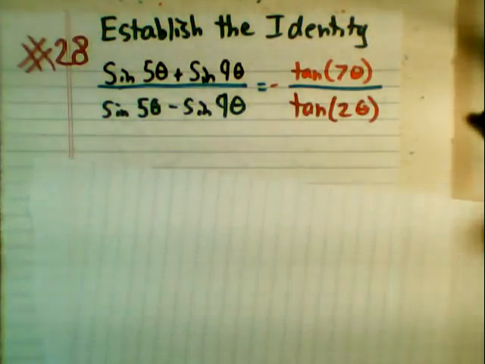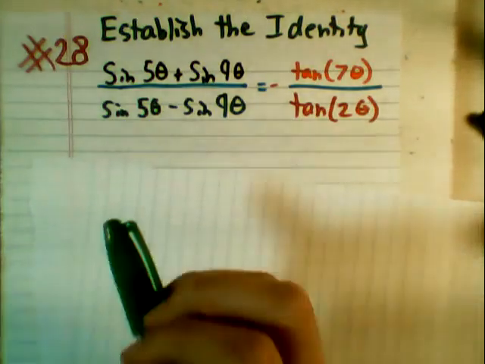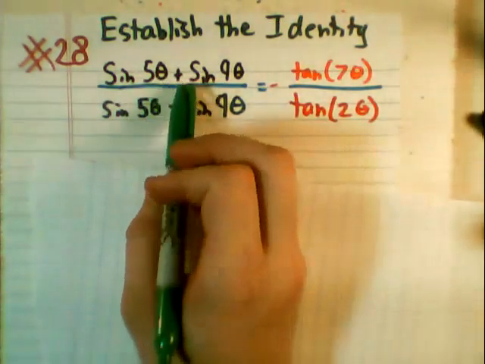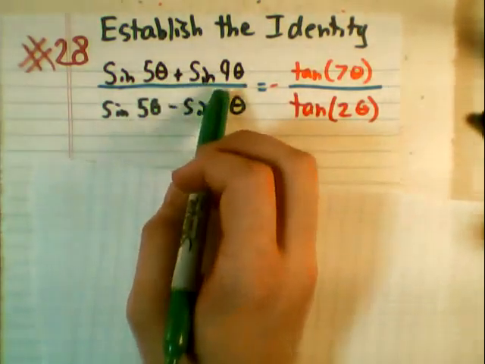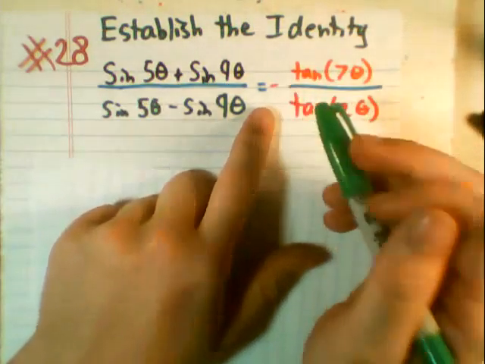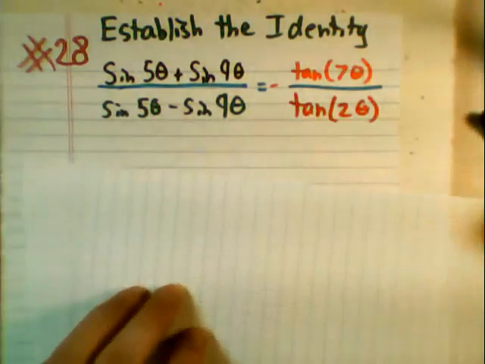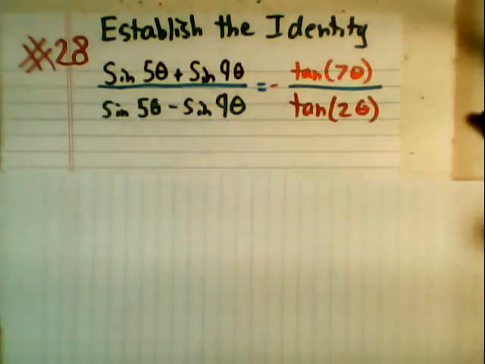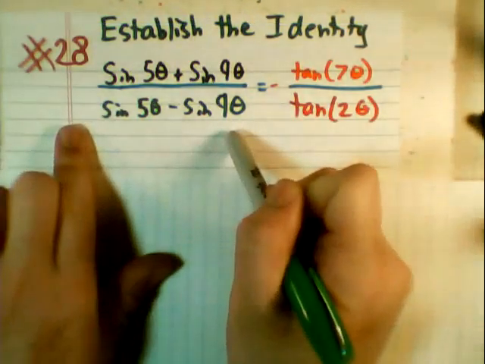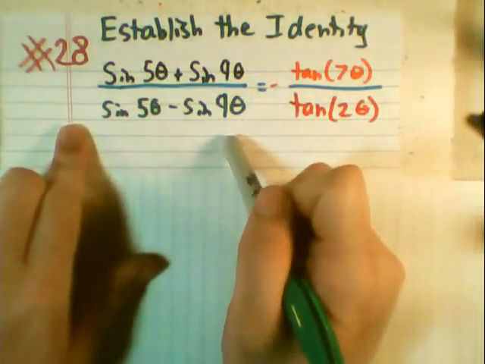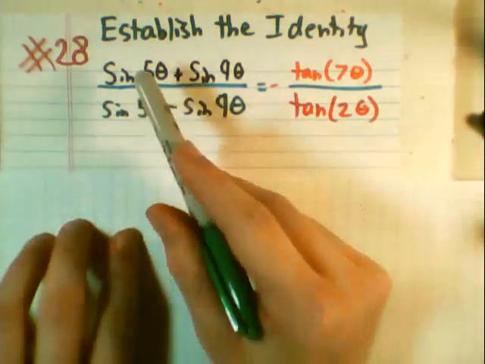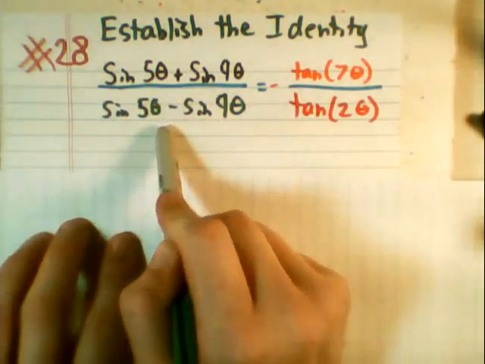On number 28, it asks you to establish the identity of sine 5 theta plus sine 9 theta divided by sine of 5 theta minus sine of 9 theta, and that should equal negative tangent of 7 theta divided by tangent of 2 theta. When you look at these and they ask to establish the identity, don't freak out. Just look at the identities that you've written down in your notes, because once you do that, you should realize that this is just two identities that we have.